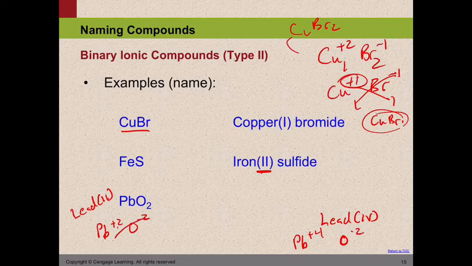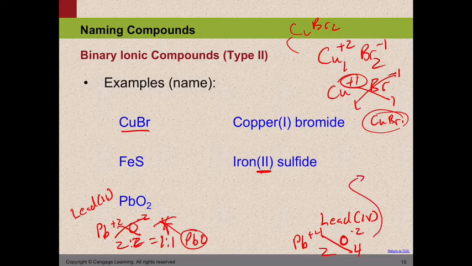When I crisscross this one, I get 2 to 2, which reduces to 1 to 1. That would be PbO. Well, that's not PbO. So when I crisscross this one, I get a 4 there and a 2 there. That's a 2 to 4 ratio. I'm going to scooch this up here. That'd be a 1 to 2 when I reduce it. So this is lead 4 oxide.